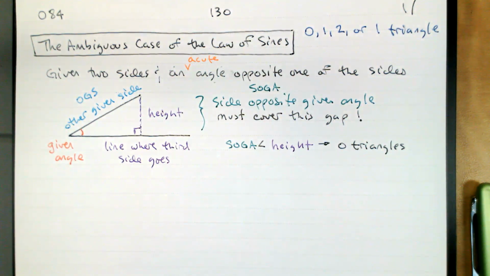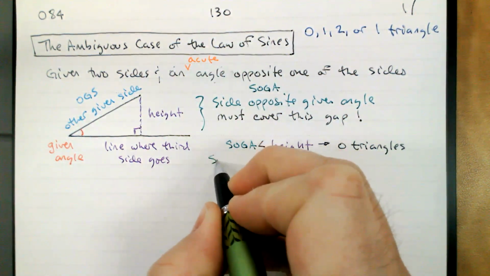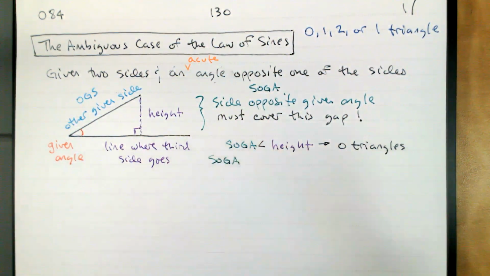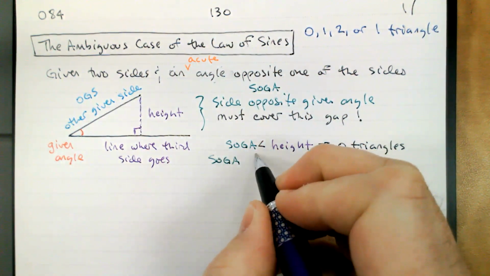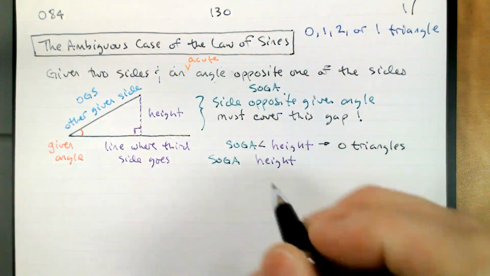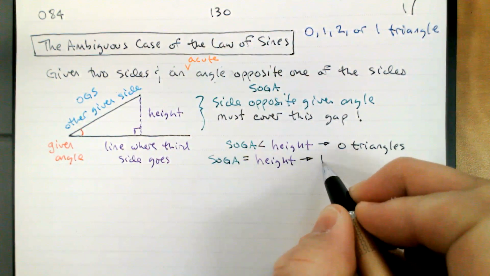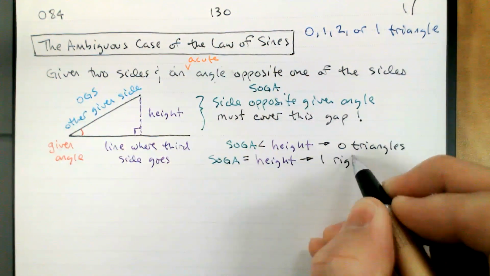There's 1 right triangle when the side opposite the given angle is equal to the height. So if the side opposite the given angle is equal to the height, then we have 1 right triangle.